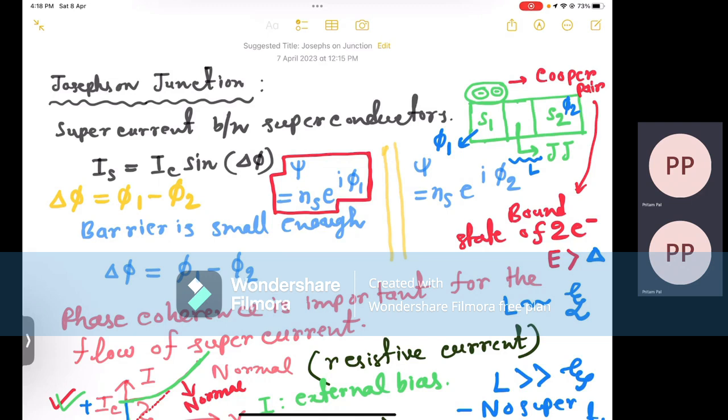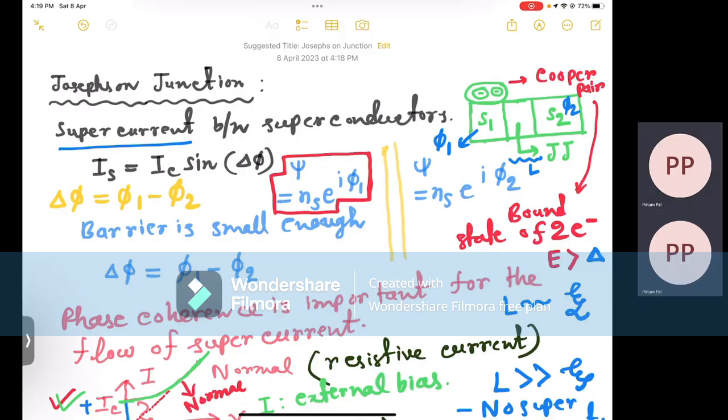Okay, so this is the supercurrent between the superconductors. It is defined as IC times sine del phi. So this del phi is the phase difference between two superconductors. This del phi will completely depend on the phase of both the superconductors. I mean, this is simply the phase difference of the two superconductors.